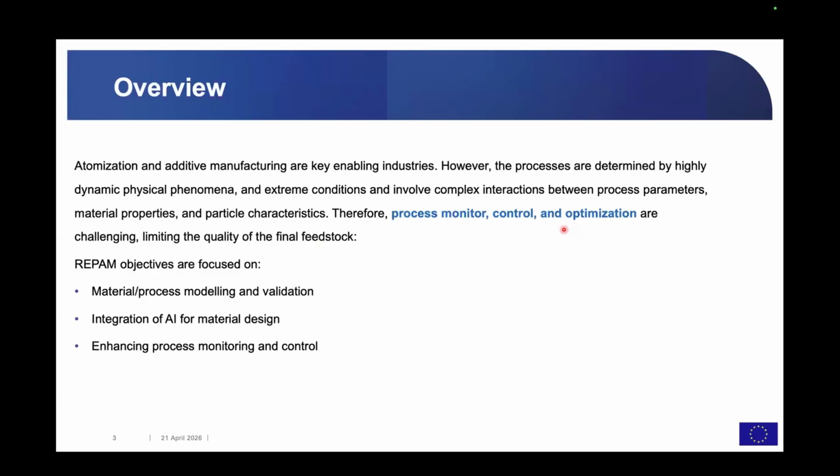The whole objective of REPAM, especially in this dedicated work package, was to find suitable modeling approaches and develop them in a way that suits the project. These involve material and process modeling and validation, and integration of AI for material design. We know what kind of materials we have in this project, but the chemical composition can be very critical. So we can use lots of physics-based or data-driven models for material design, and also for enhancing our process monitoring and control.